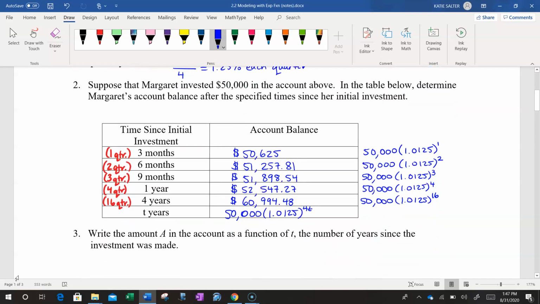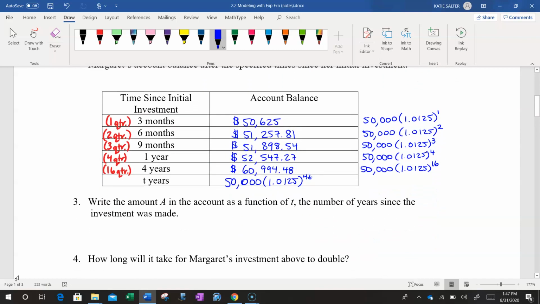All right, so that's where it goes into number 3. Write the amount A in the account as a function of T, the number of years since the investment was made. So we're just going to take this last row of our column and just make it into a function. A of T is equal to $50,000 times 1.0125 raised to the 4T, where T is the number of years and A is the amount in the account after that many years.